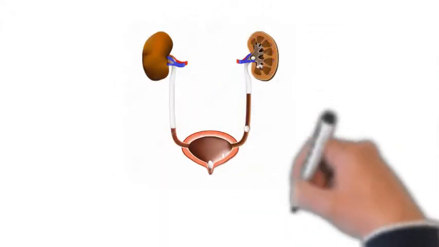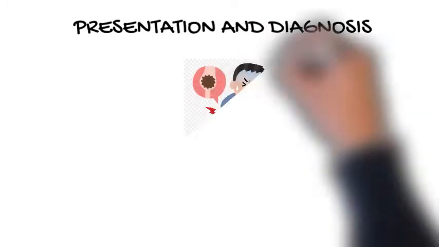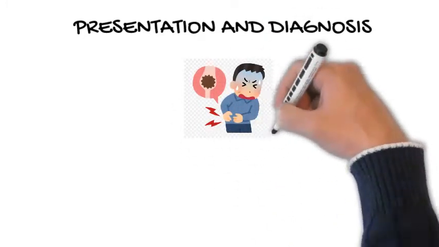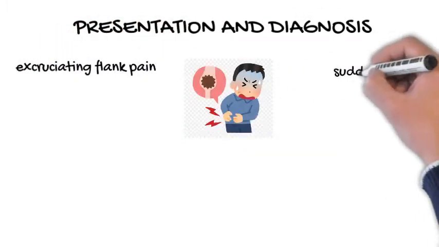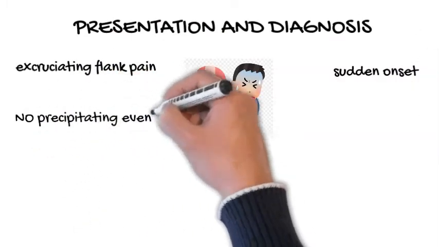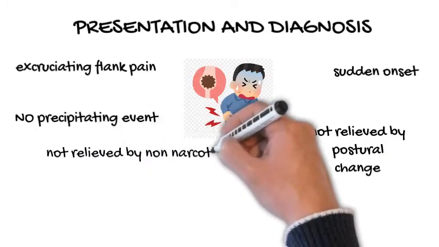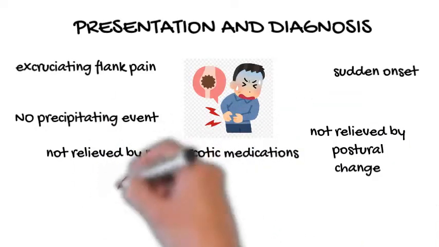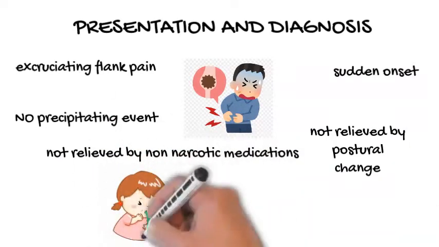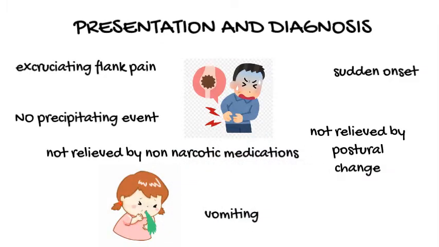Today we will be talking about urinary stone disease, presentation and diagnosis. The classic presentation of renal colic is excruciating unilateral flank or lower abdominal pain of sudden onset that is not related to any precipitating event, and is not relieved by postural changes or non-narcotic medications. There may be associated nausea and vomiting.